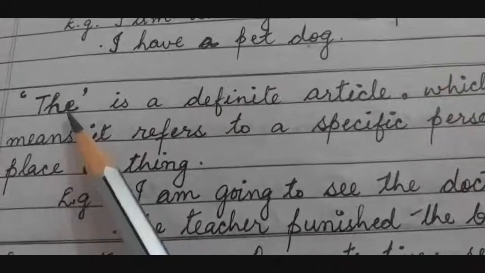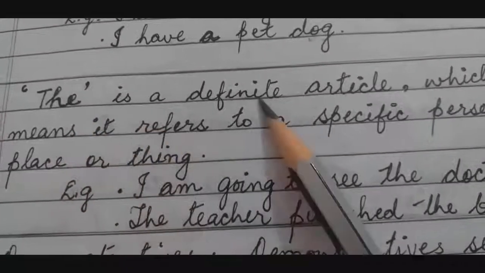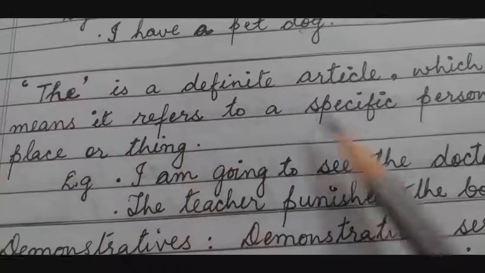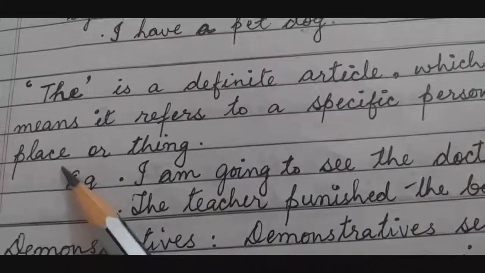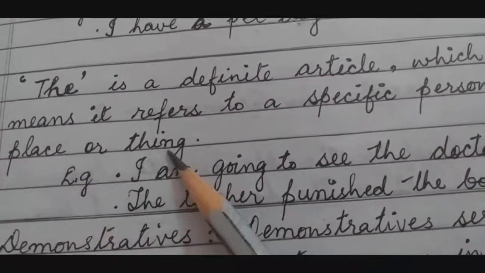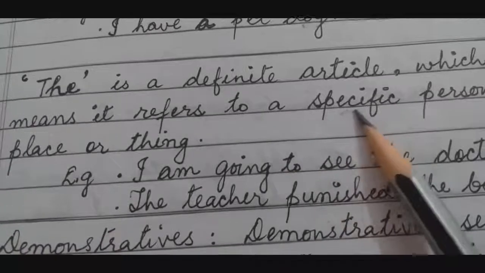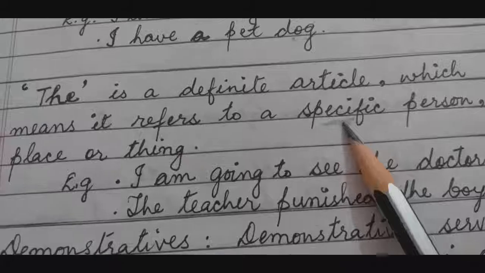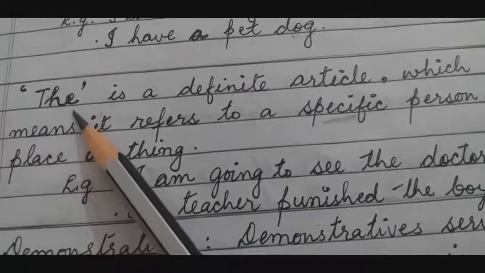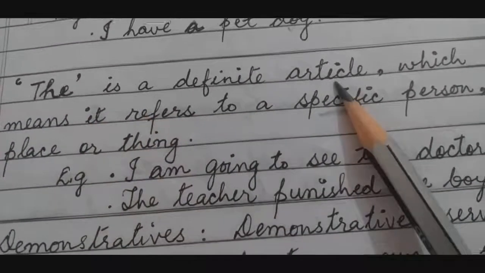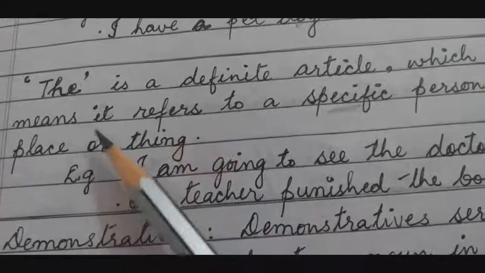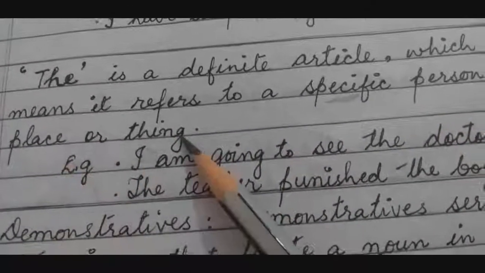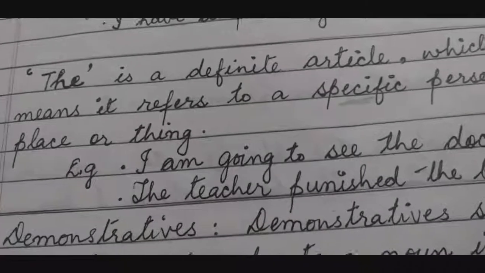Okay, now let's come to the second article, the. Now see, the is a definite article, which means it refers to a specific person, place or thing. See here the word specific; specific means particular. I repeat, the is a definite article, which means it refers to a specific person, place or thing. Now let me teach you with the help of examples.